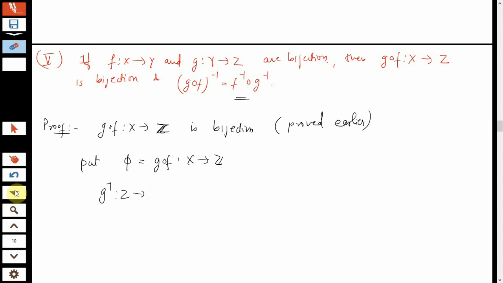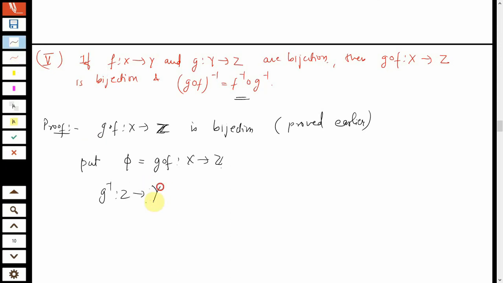Z to Y. And F inverse is a map from Y to X. So you can see that the codomain of G inverse and the domain of F inverse exist, and so I can define F inverse composite G inverse, and it's going to be a map from Z to X.